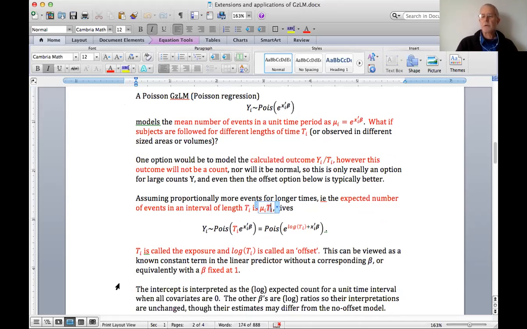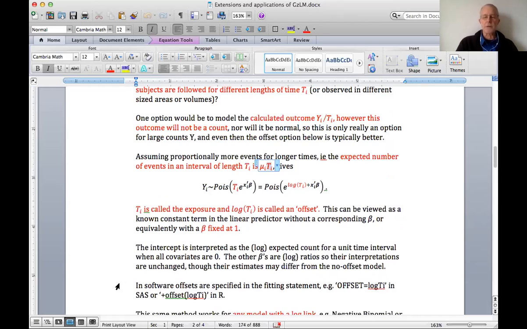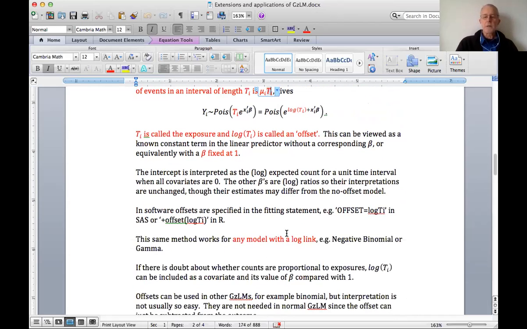And it's almost always used to adjust for differing exposures in log models: time, area, volume, things like that. Okay, super useful trick. Otherwise, your data just don't have much of a meaning. Everybody get the idea?